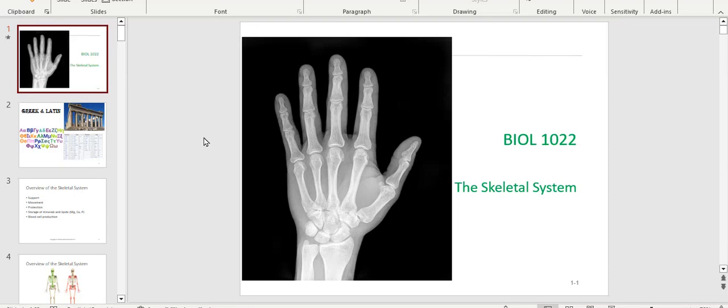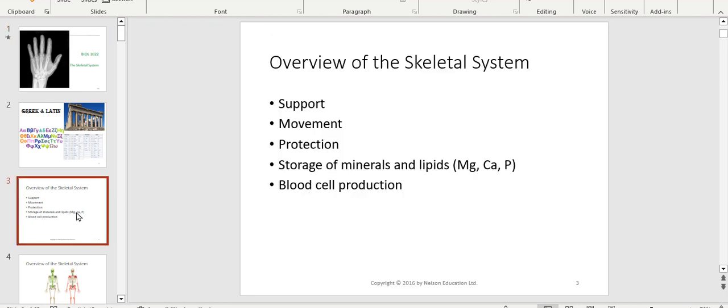Welcome to week 1, Biology 1022, Anatomy and Physiology, and today we're going to be talking about the skeletal system. Now you remember that one of the definitions of an organ is that it has multiple purposes, multiple functions. If you look at the skeletal system as a whole, we're just going to jump ahead two slides, but you'll see it provides support.